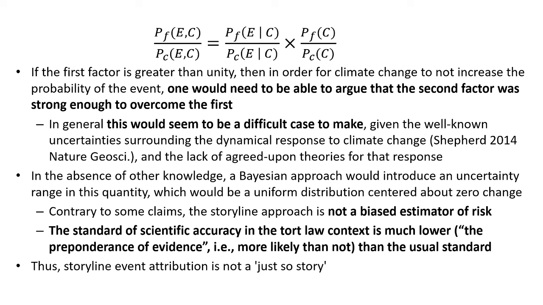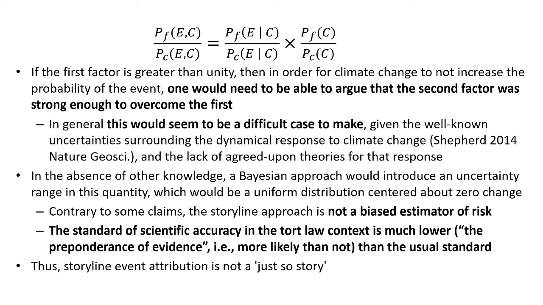So to make clear, some people feel that the storyline approach is a biased estimator of risk, because it's saying things like, you always blame climate change. Well, it's not a biased estimator. If you really don't know anything about the circulation change, it's an unbiased estimator. And the standard of scientific accuracy in a tort law context is much lower, and it could be, for example, for decision makers too, based on the preponderance of evidence. In other words, more likely than not, which is much lower than the 95% confidence level that we tend to use in climate science.